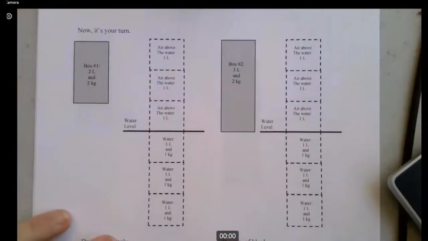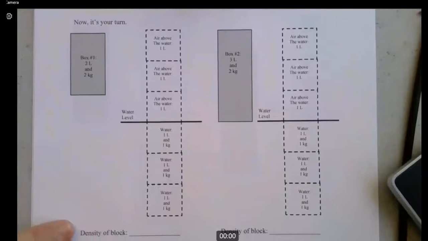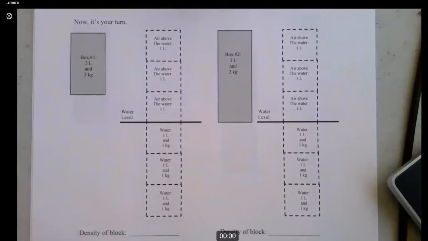Okay, so up at the top it says now it's your turn. And I'm actually going to do most of these with you. So let's go ahead and do these together. So I'm giving you this template here, and there's your box. So box number 1 is 2 liters and 2 kilograms. So Archimedes' rule says that this is going to displace 2 kilograms of water.